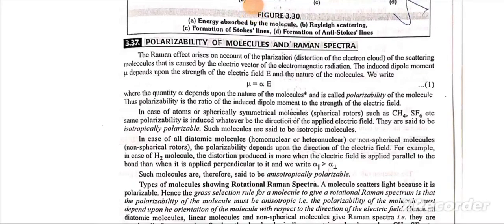Thus, polarizability is the ratio of induced dipole moment to the strength of the electric field. In case of atoms or spherically symmetrical atoms, spherical rotors such as CH4, SF6, etc., the same polarizability is induced whatever be the direction of the applied electric field. They are said to be isotropically polarizable. Such molecules are said to be isotropic molecules.